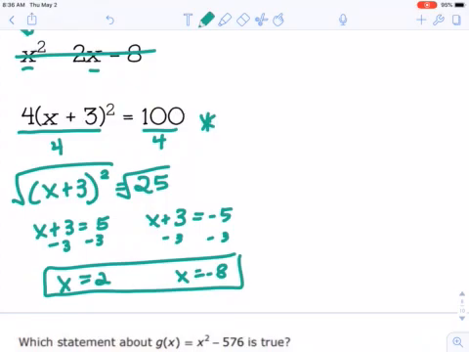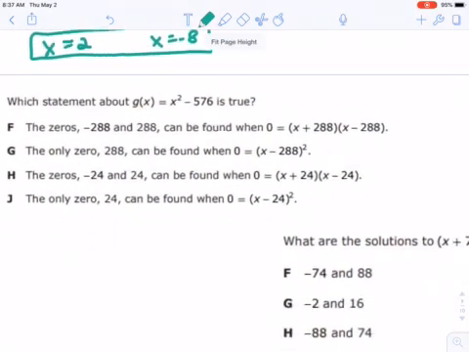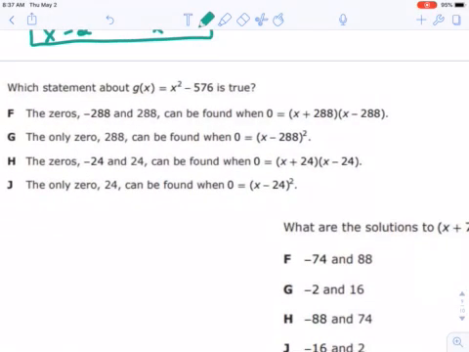Okay, so here's some examples of some STAAR questions related to this. I would encourage you on STAAR to just use the graphing function because you can use the gsolve button to find the roots every time, but you can also use that when they're clearly wanting you to do something else. So for example, which statement about g of x equals x squared minus 576 is true?